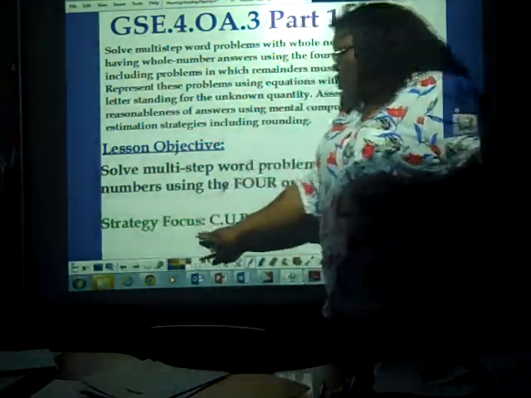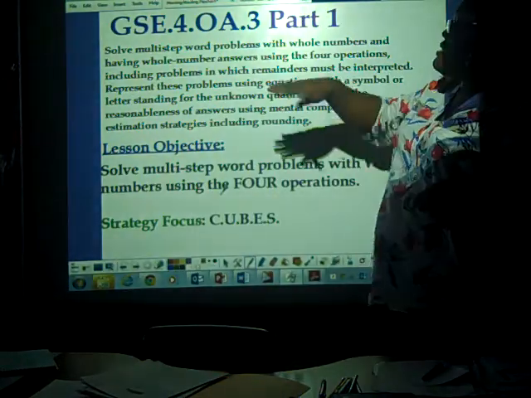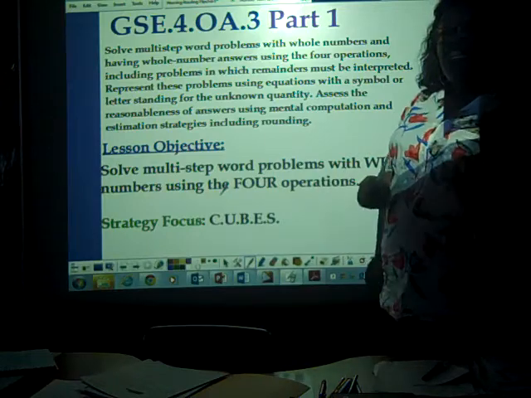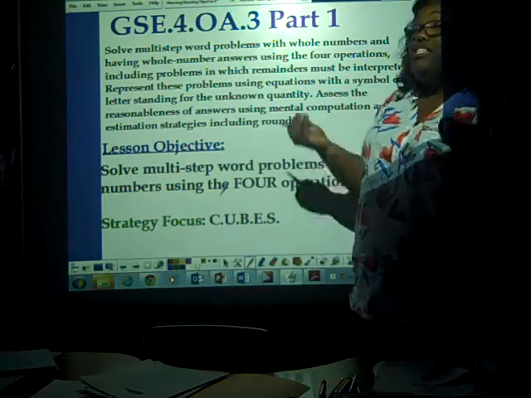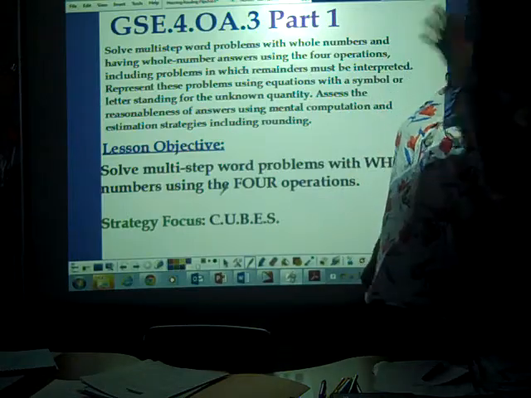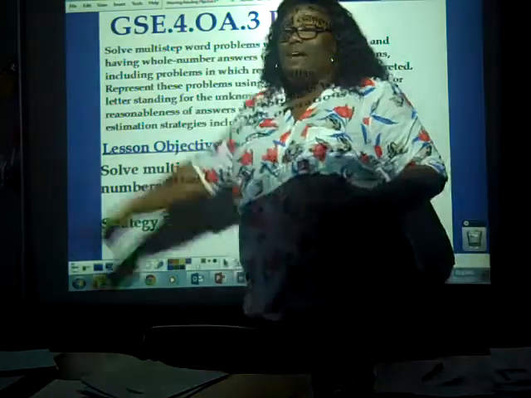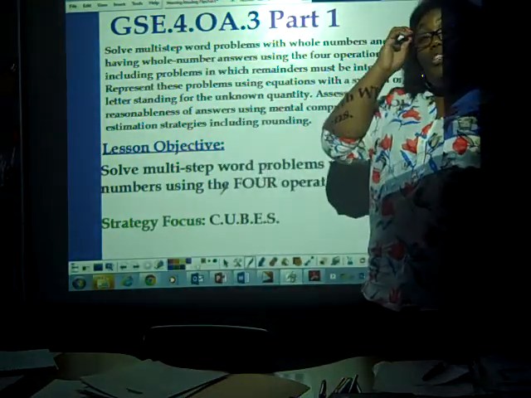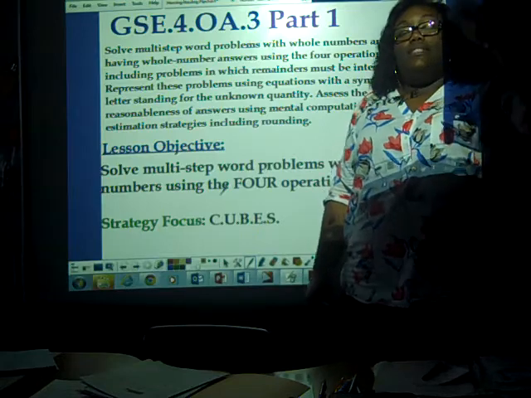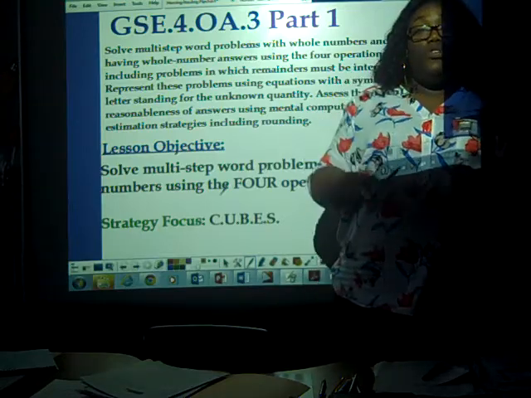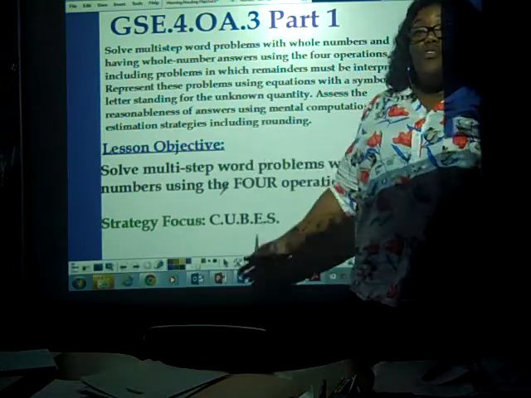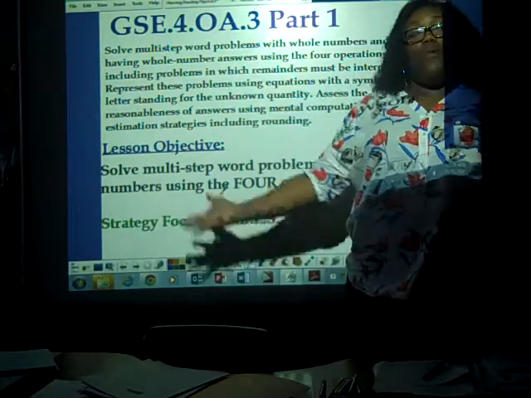Now, the strategy that we're going to focus on with this standard is CUBES. The CUBES strategy is by far my favorite strategy to use for solving word problems. I don't care if you're in 2nd grade up to 12th grade, CUBES will be a strategy that I will always suggest for students to use because it gives you a step-by-step thinking process that you can easily remember when you are working through a word problem.